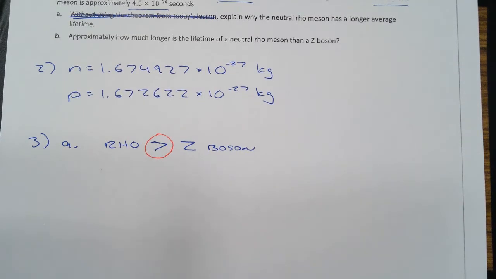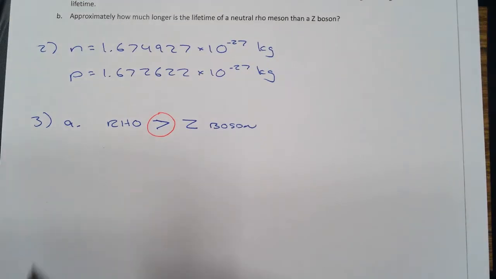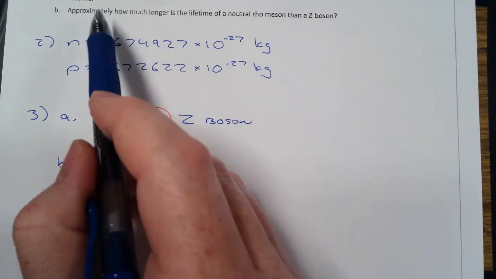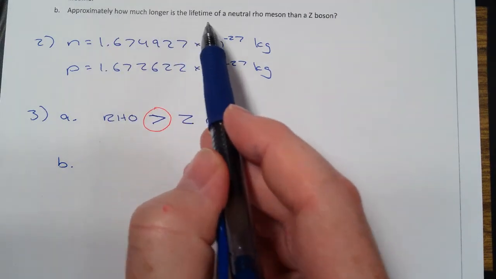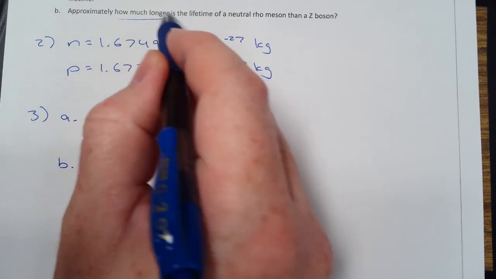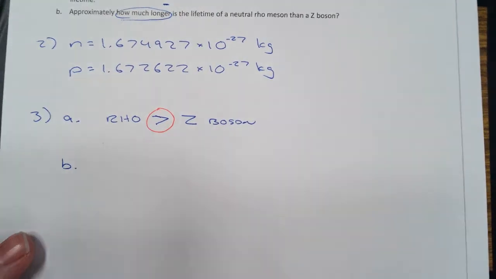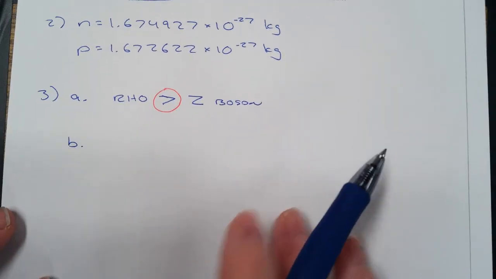Explain how you know. Use one of the strategies. If I were you, I might look at the exponents, look at the place values. For part B, it says, how much longer is the lifetime of the rho than the Z? Now, how much longer is evidence that this is a subtraction problem. So the rho is longer, but how much?